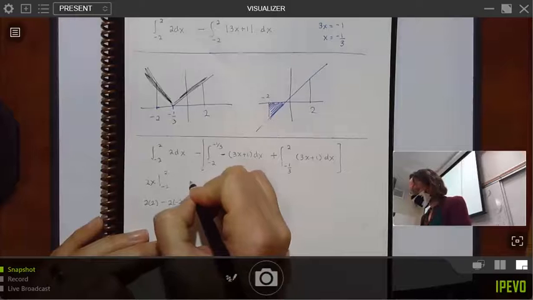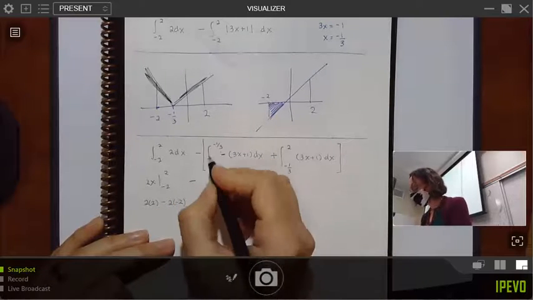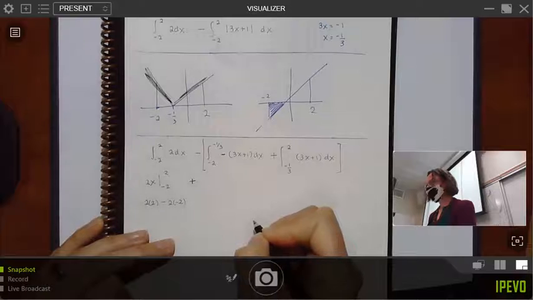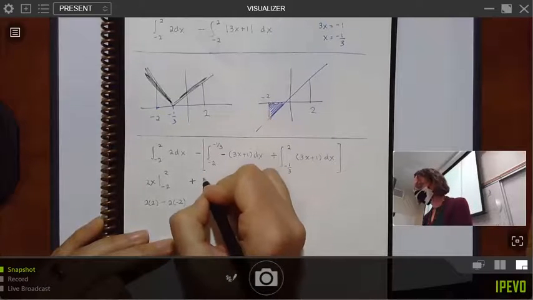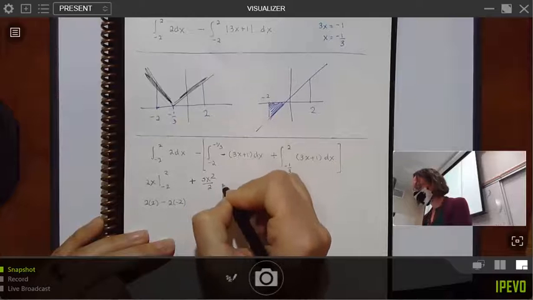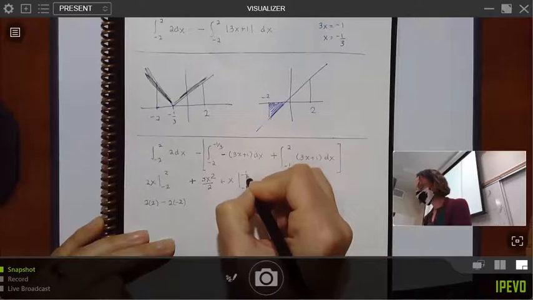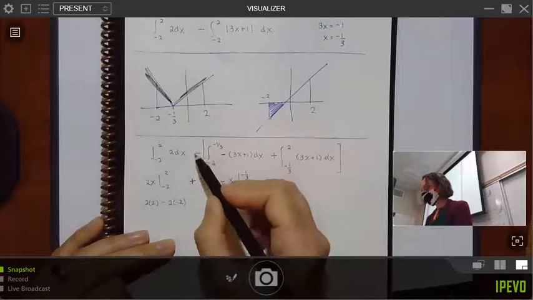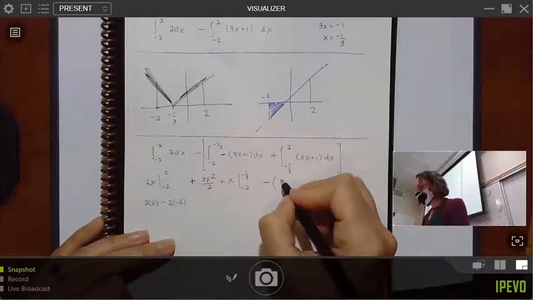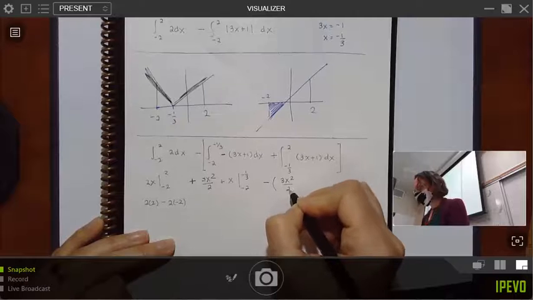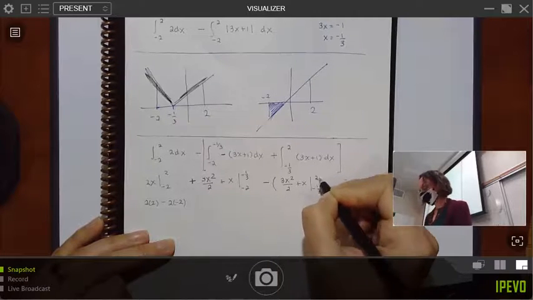Which means, and I'll distribute that minus sign through. So I've got a minus and a minus, which would turn that back around to a plus. And now when I integrate, I'm going to have 3x squared over 2 plus x, going from -2 to -1/3. Here, I'm distributing that minus sign through. So this is going to be a minus 3x squared over 2 plus x from -1/3 to 2.